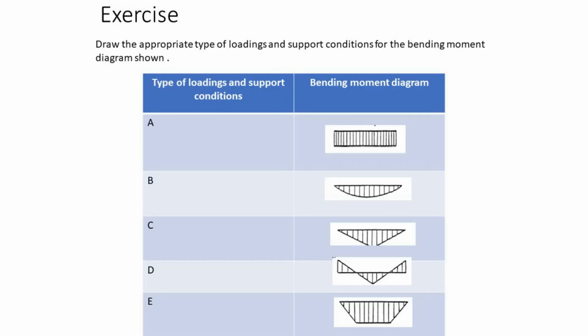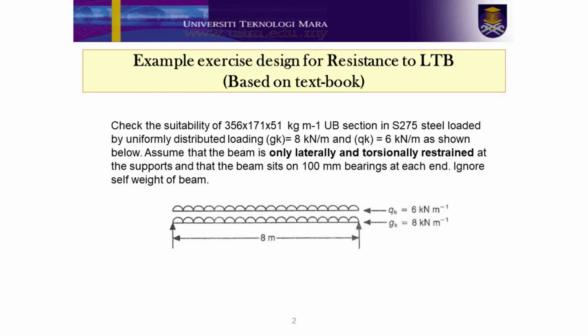Okay, now allocate about 5 to 10 minutes to answer this simple exercise. Next, I would like you to do this exercise. Assume that the beam is only laterally and torsionally restrained at the supports and that the beam sits on 100 mm bearings at each end. No self-weight of beam. Now, check the suitability of the beam to carry the applied load. Suggested allocation time is 30 to 45 minutes.